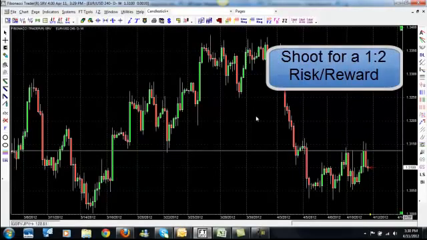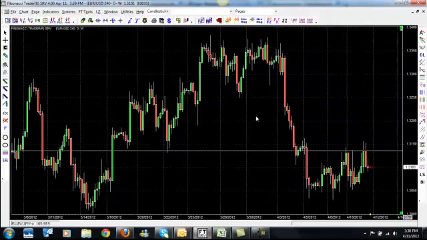Now, I like to see the other way around. If you're going to have a 50 pip stop loss, you should have a 150 pip potential gain. 1 to 2 is the ratio I like to use. Now, when you're trading in a range, 1 to 1 is fine. I've traded 1 to 1. I suggest 1 to 2 is even better opportunities for you.